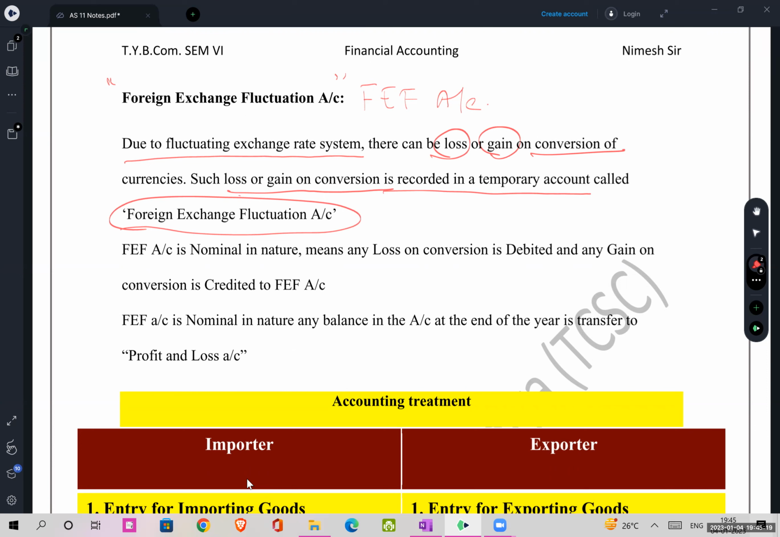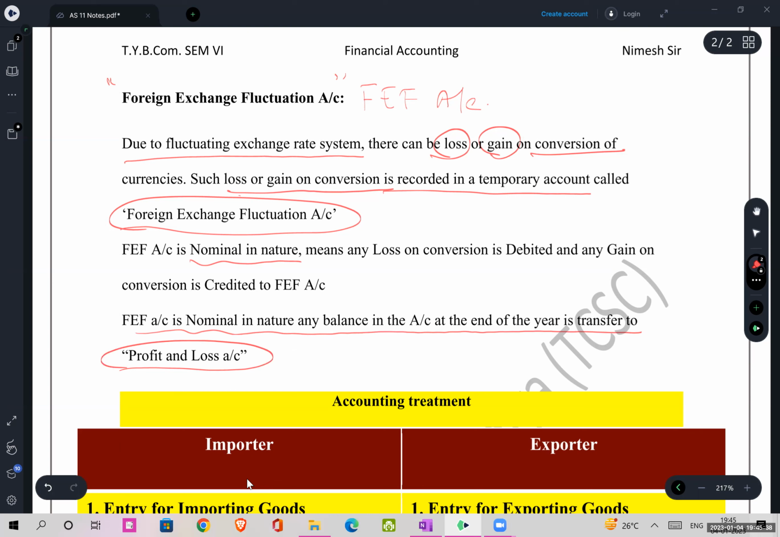FEF account by its nature is nominal in nature. That means expenses and losses should be debited, and incomes and profits should be credited. That's the nominal account rule, right? So the FEF account is nominal in nature. Any balance in this account at the end of the year will be transferred to the P&L account. So when you close the FEF account at year end, whatever balance is there will be transferred to the P&L account.